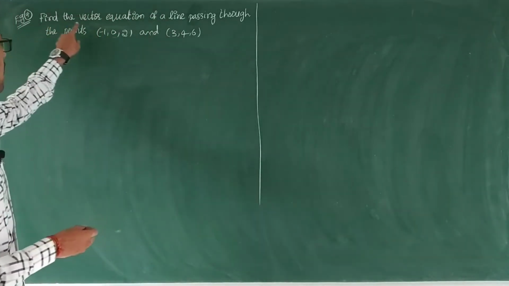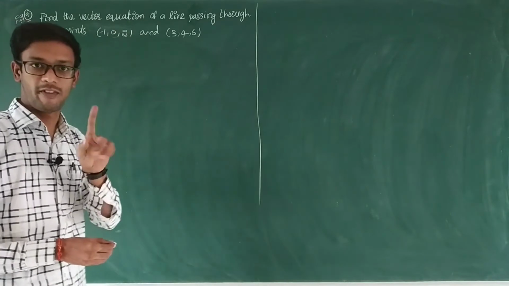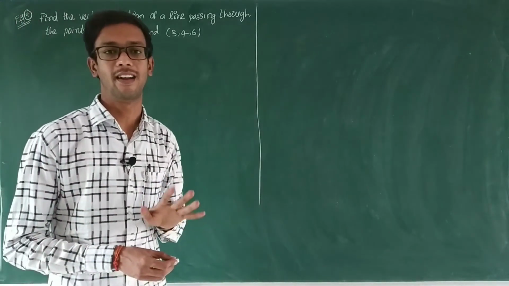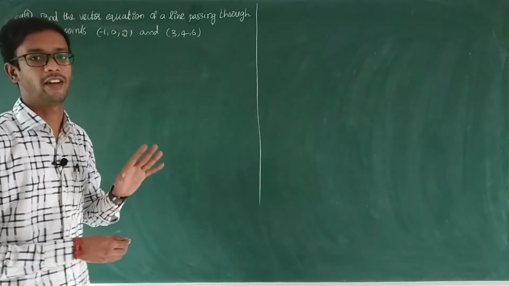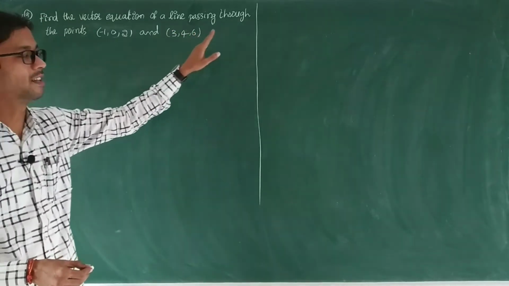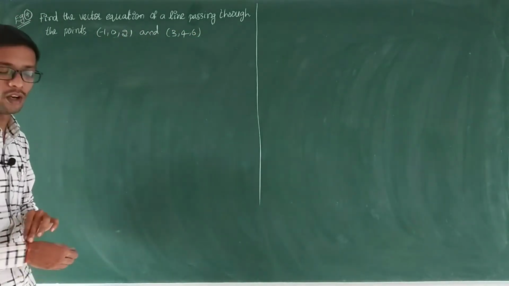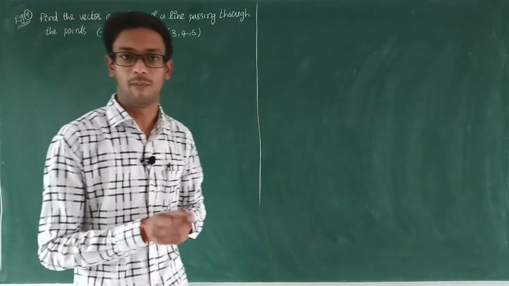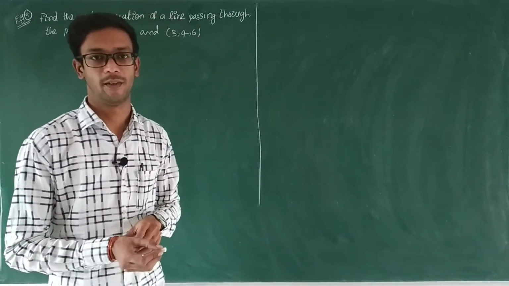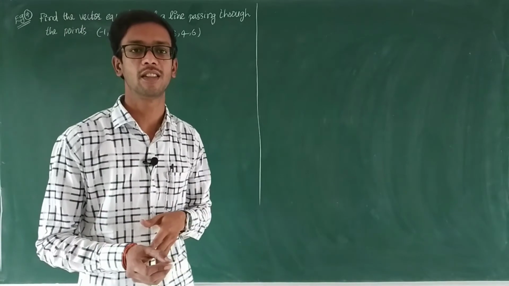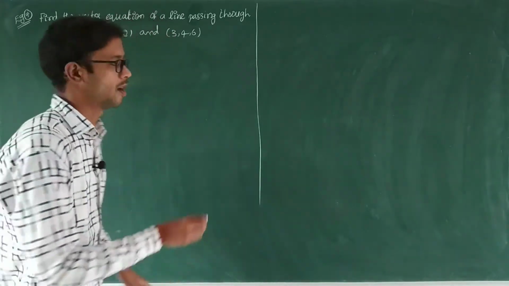Here, find the vector equation. Only the vector equation, no need to find the Cartesian equation. It is only asking for the vector equation of the line passing through the 2 points they have given. So now, we have to find the position vectors of the points first. If you know the position vectors, directly substitute in the formula.